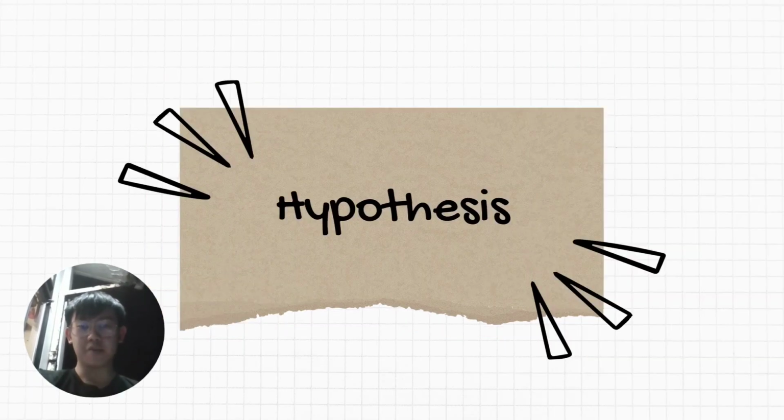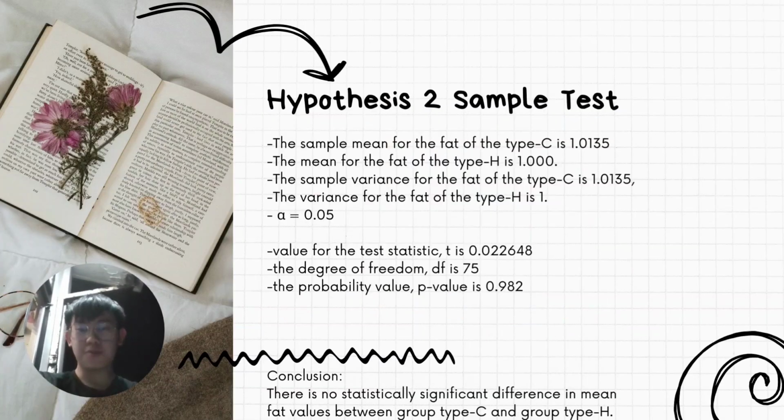It is the hypothesis two sample test part. In this part, we have got the sample mean for X1 is 1.0135 and also X2 is 1. And also we get the sample variance for X1 is 1.0135 and also the variance for X2 is 1.